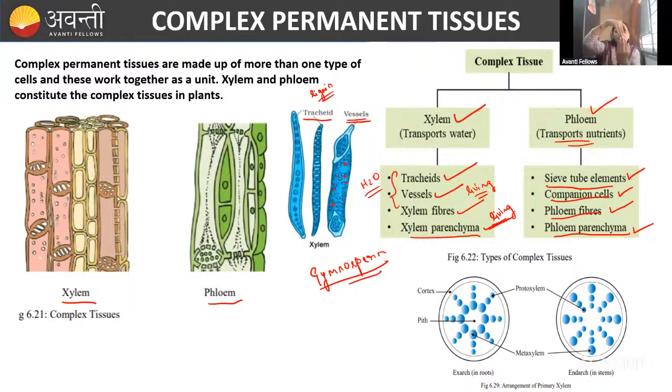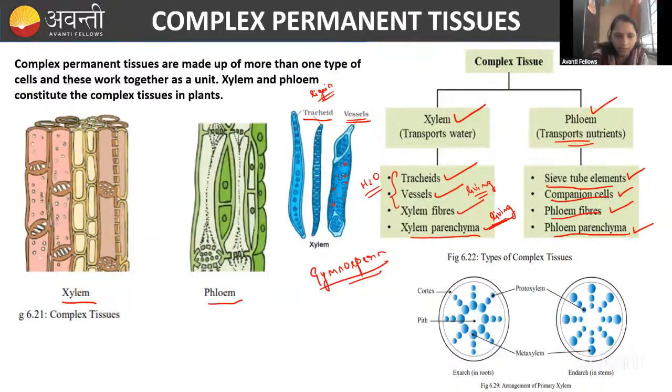One vessel is attached on the other vessel. It is arranged like this, and all of these have perforations. Through those perforations, the water enters and moves in the xylem vessel.